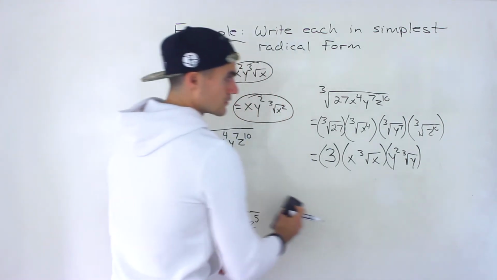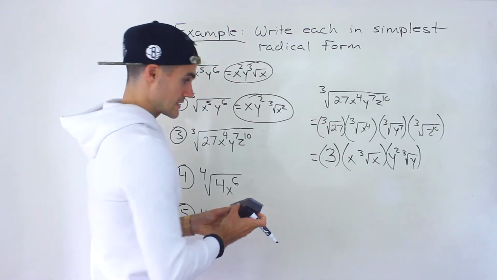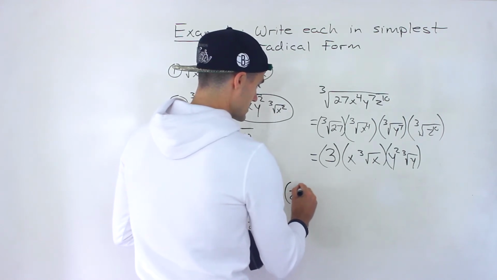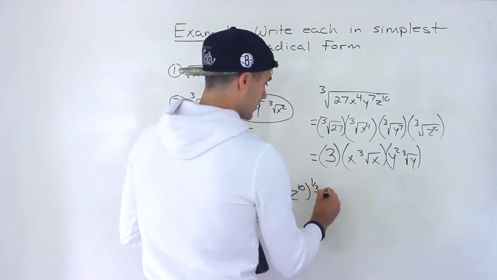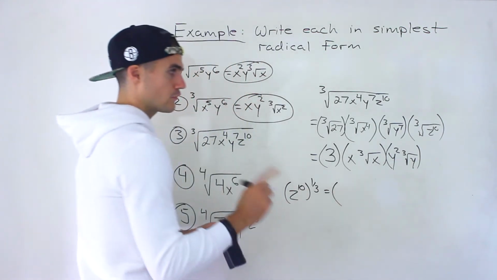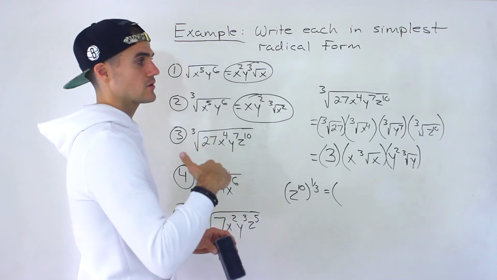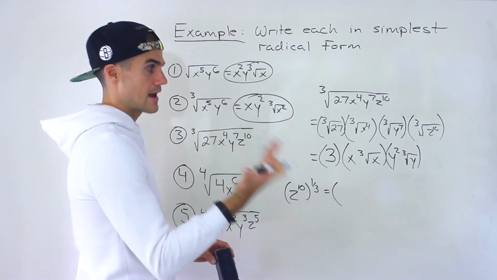And then we finally have the third root of z to the 10, which I'm going to rewrite as z to the 10 to the power 1 over 3. What is a multiple of 3? The highest number that's a multiple of 3, but less than or equal to 10, is 9.